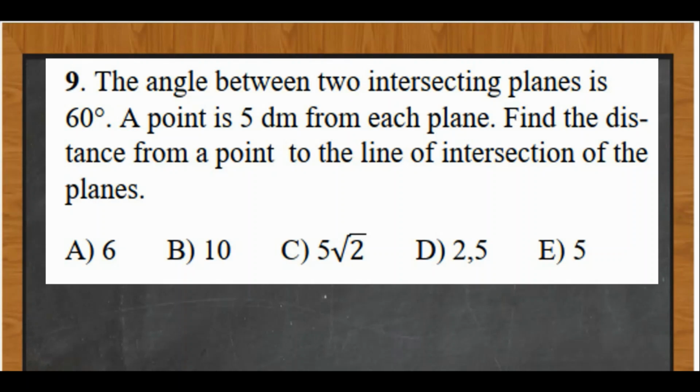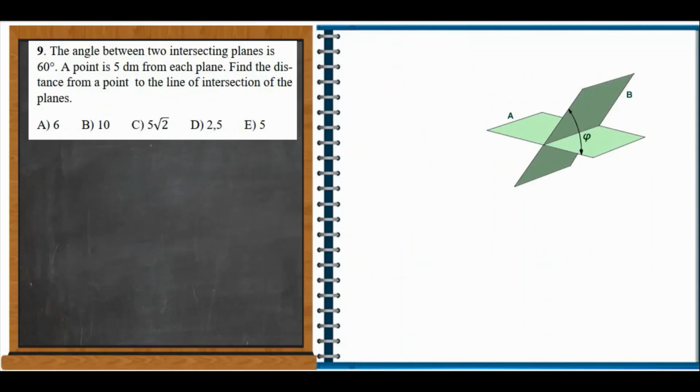Question number 9. Let's read question number 9 together. The angle between two intersecting planes is 60 degrees. A point is 5 decimeters from each plane. Find the distance from the point to the line of intersection of the planes. To solve this question, it's better to demonstrate the planes, but sometimes students find this drawing a little bit hard. Therefore, when we have such a question, it's better to show angles with a line.